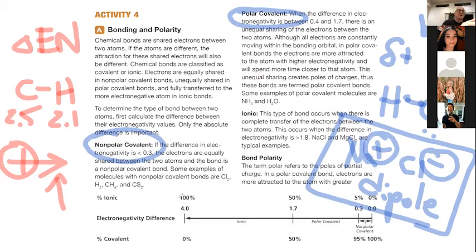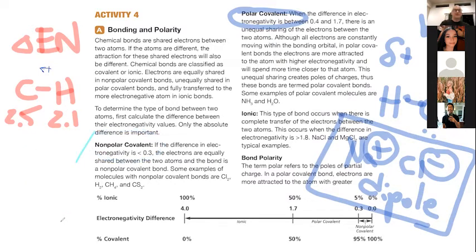So when I draw my dipole, remember this is a bond dipole. We'll get into bond dipole and molecular dipole in a second. But the bond dipole is going to be really small and pointing at carbon. So itty bitty dipole there. And because the difference in electronegativity is really small, that dipole is not going to be very strong.